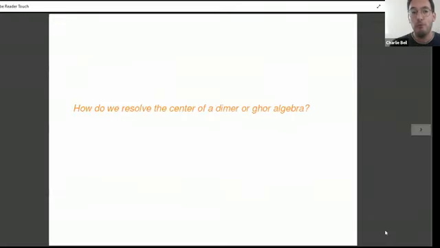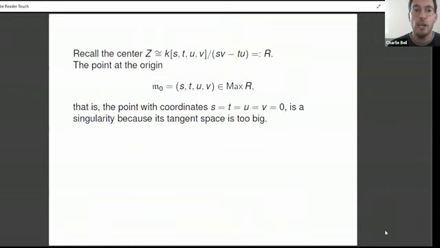Okay, how do we resolve the center of a dimer or core algebra? We'll go back to our example. Recall the center is K adjoin S, T, U, V modulo SV minus TU, and we'll call this ring R. Consider the point at the origin, the maximal ideal generated by S, T, U, and V. This is a point where S, T, U, and V are all equal to 0.